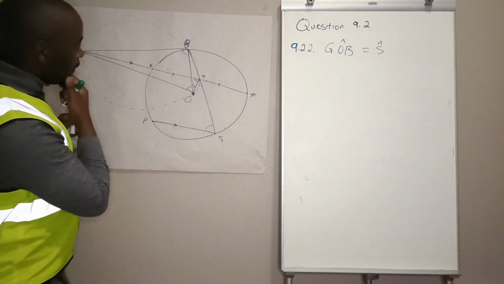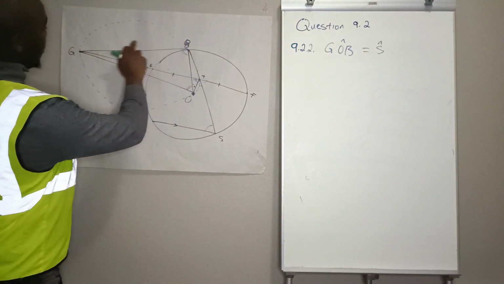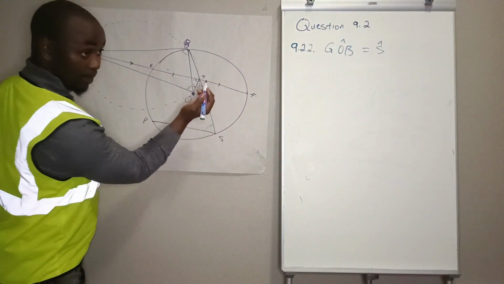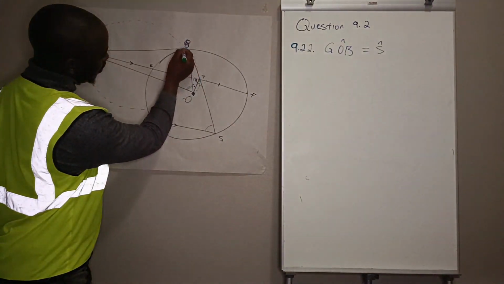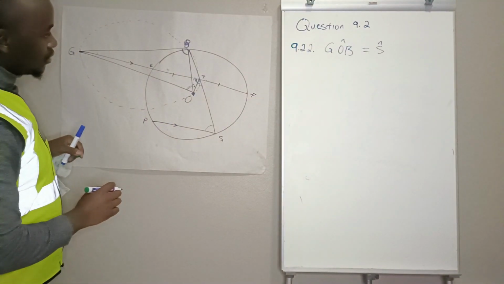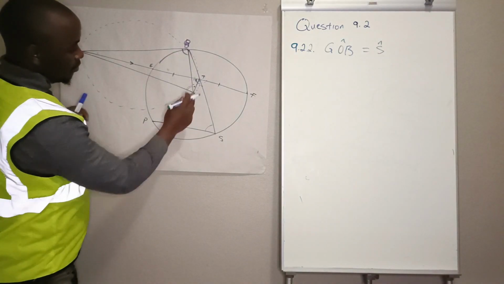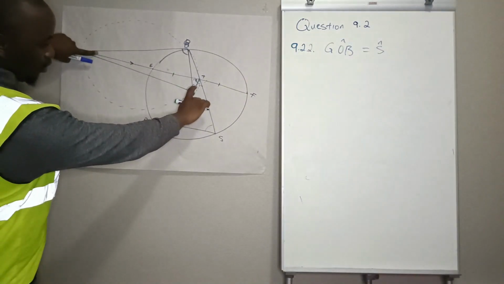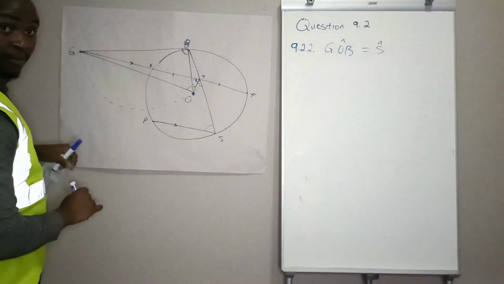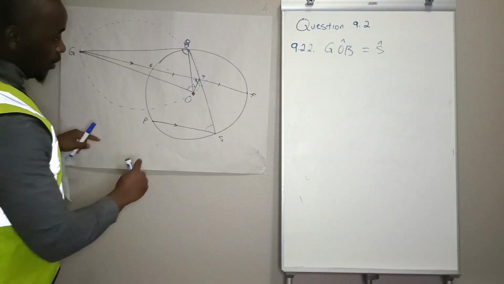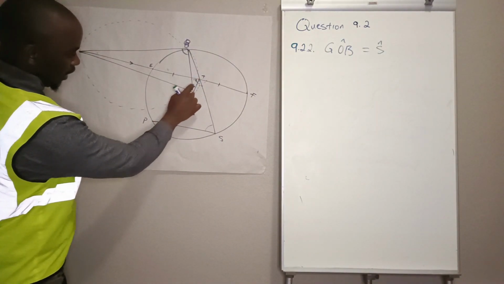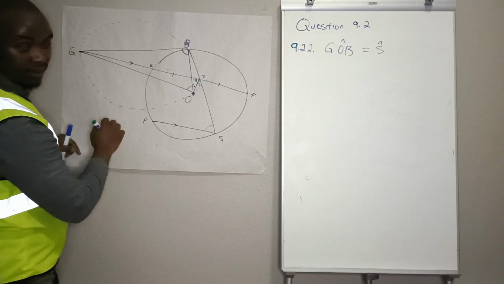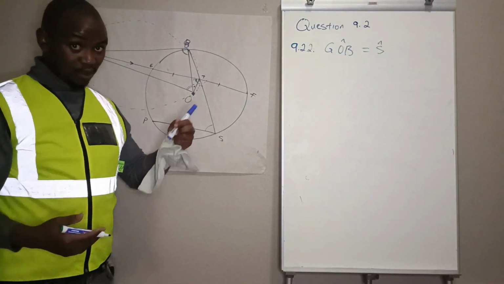So we've already proven that OTBG is a cyclic quad, and remember, we proved that through the butterfly theorem. So this angle is equal to that angle. If this angle is equal to this angle, it means we can also use the butterfly theorem the other way around. We can also locate these two angles, which are equal because they are subtended by this arc, BG.